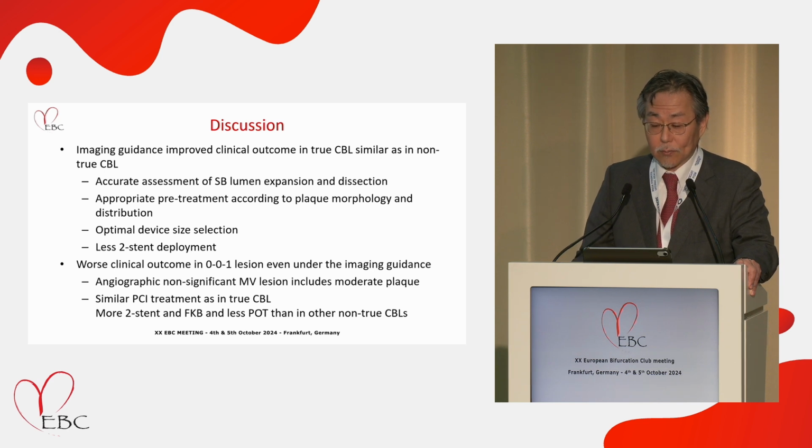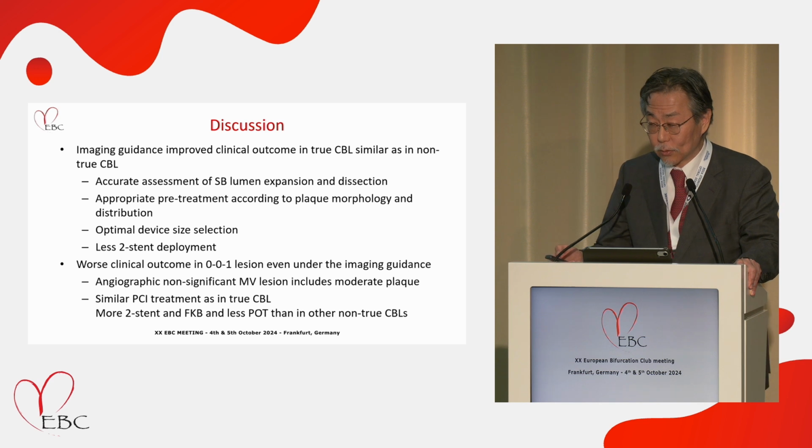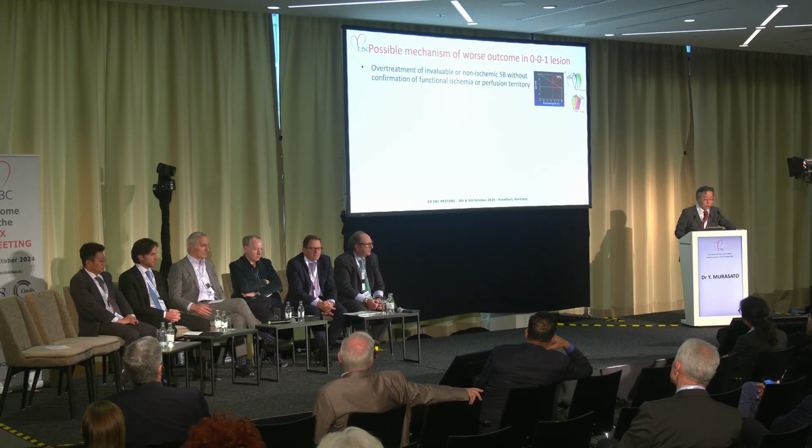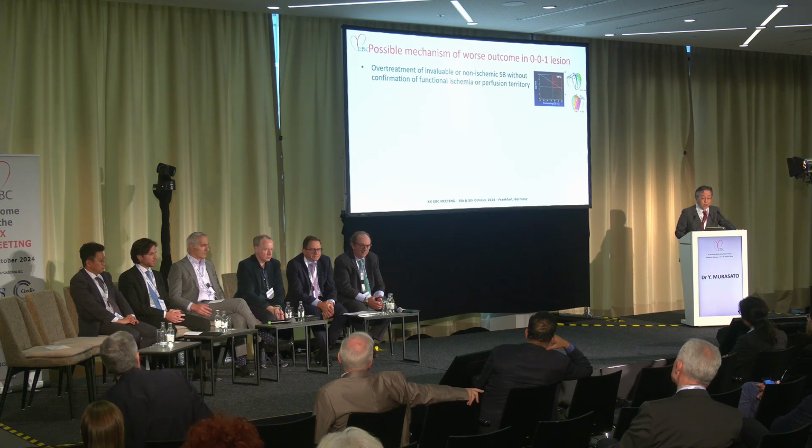However, worse clinical outcome in the 001 region under imaging guidance was reported in a study, because the angiographically non-significant main vessel region includes moderate plaque, and similar PCI treatment was applied as in the true bifurcation region, with more two-stent use and final kissing balloon and fewer OCT or IVUS than in other non-true bifurcation regions. These are possible mechanisms of the worse outcome in the 001 region.